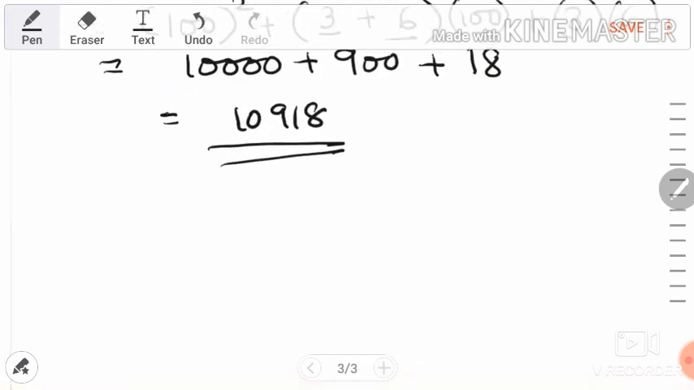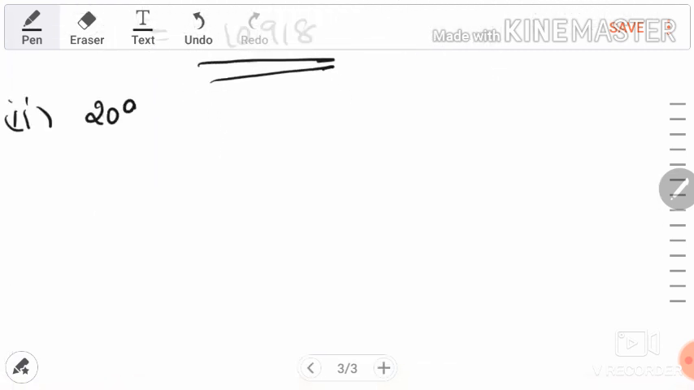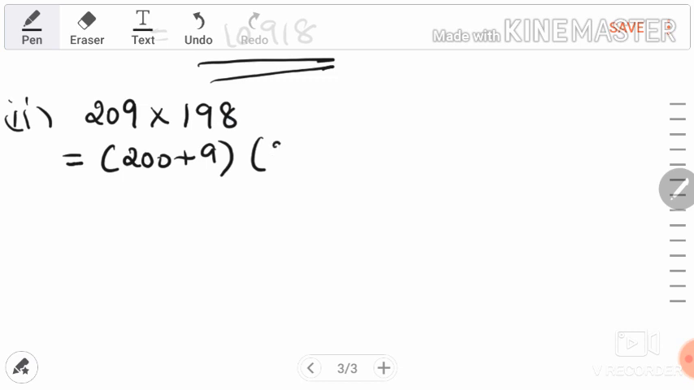Let's try another one. 209 into 198. Again we have to write this product as (x plus a) into (x plus b) in this case. The idea is to write the first term of the two binomials the same. So 209 is 200 plus 9 and 198 can be written as 200 minus 2. So we have made the first terms of the binomials the same.